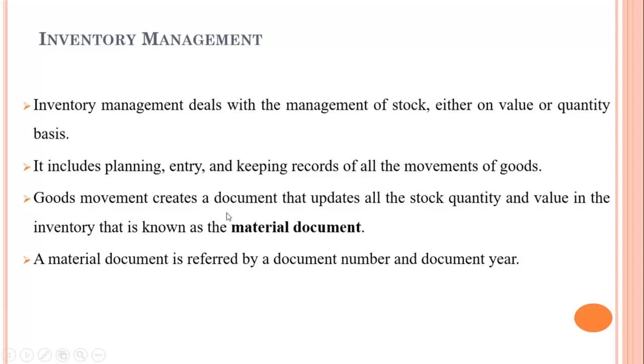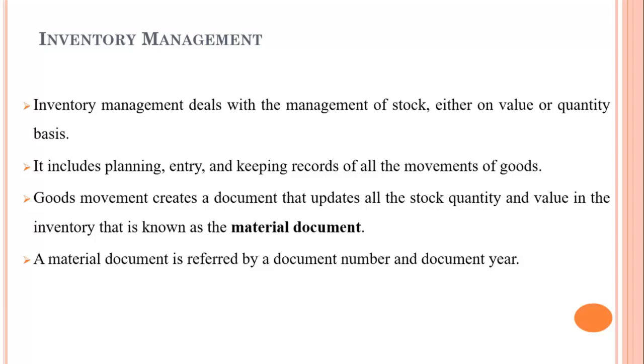Goods movement creates a document that updates all the stock quantity. Suppose one of your products is sold. That is basically called goods movement. So when the products are moved from the inventory to the customer, there should be a document that is updated after the goods movement.